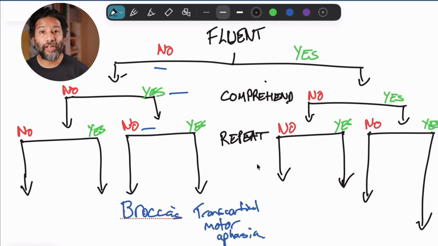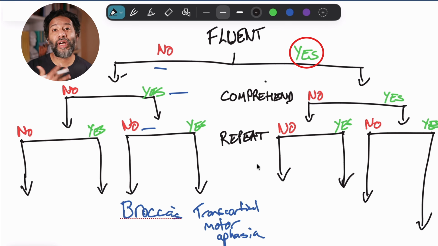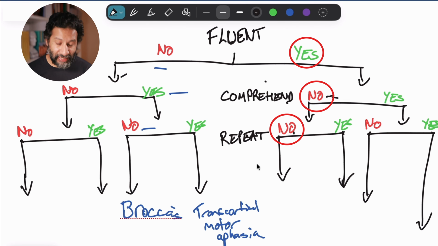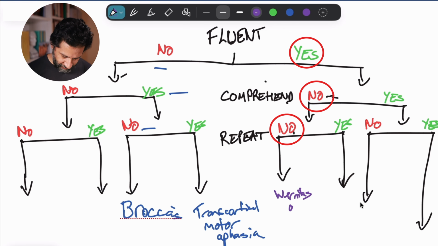Okay, next slide. We've got fluent. Yes, the words are coming out nicely. Comprehension is impaired and they cannot repeat. What's that? That is our classic Wernicke's aphasia.